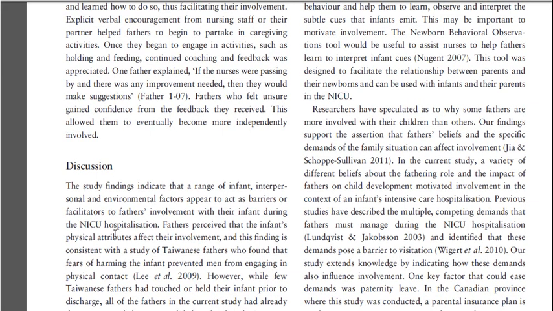Fathers perceived that infants' physical attributes affected their involvement. This finding is consistent with a study of Taiwanese fathers who found that fears of harming the infant prevented men from engaging in physical contact. Okay, so that's comparison to other literature in the area. That's really, really good.